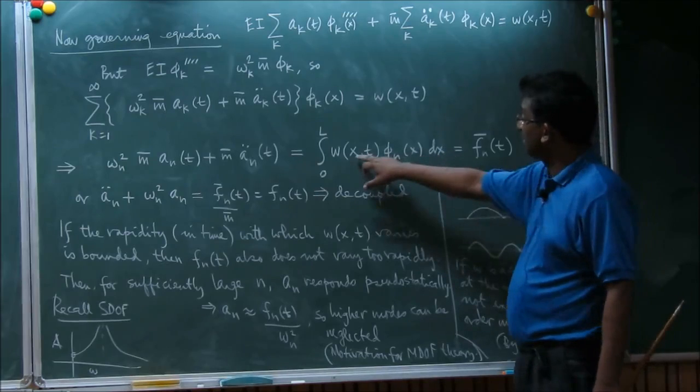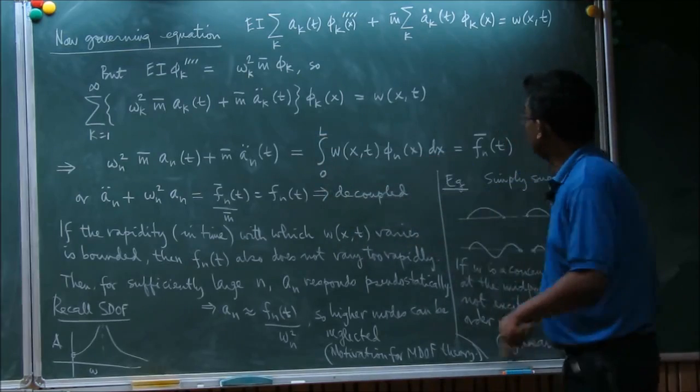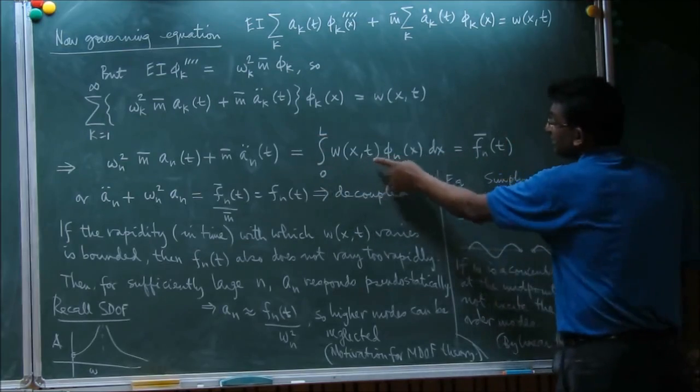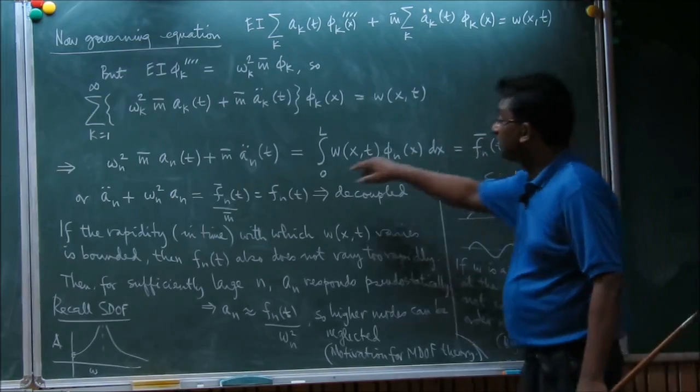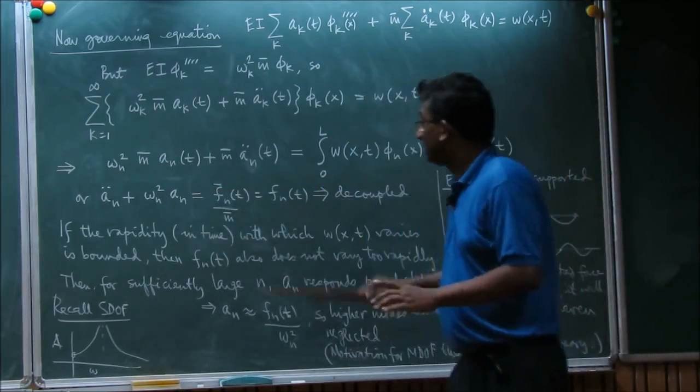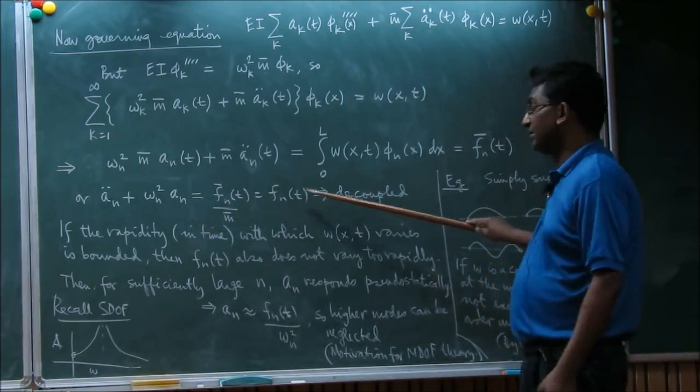X is now a dummy variable of integration. It is eliminated. And so what I get is some function of t with an index n. I'll call it fn bar of t. The bar is simply because there is still an m bar here. When I divide by the m bar, then I'll call it fn of t.